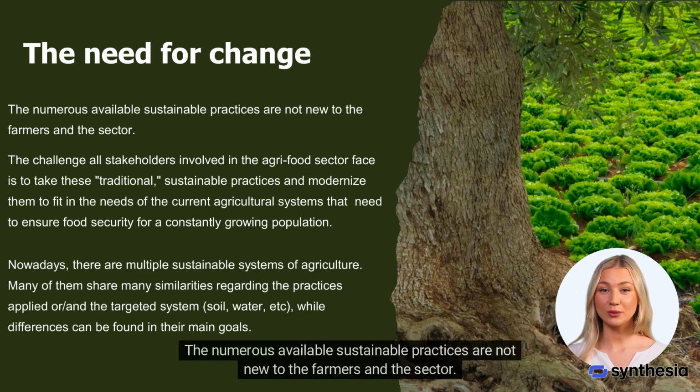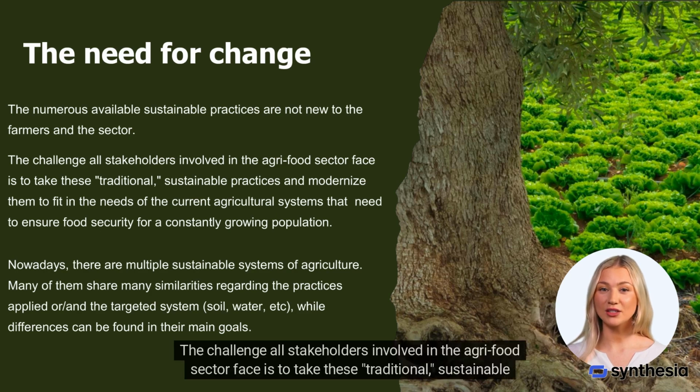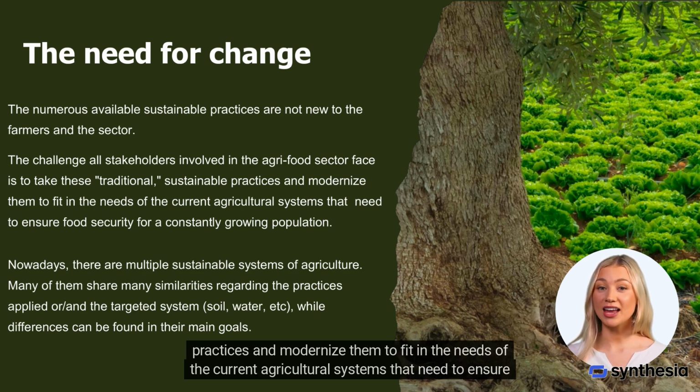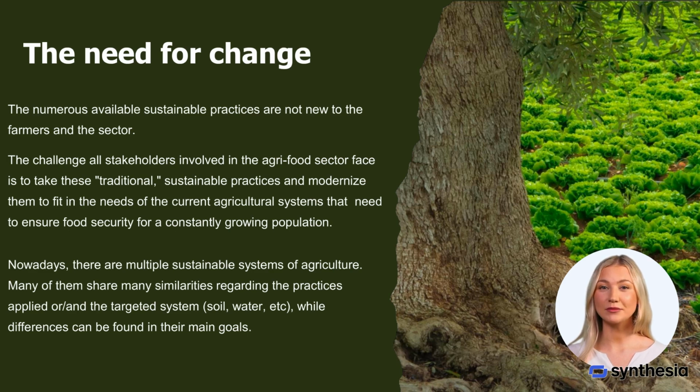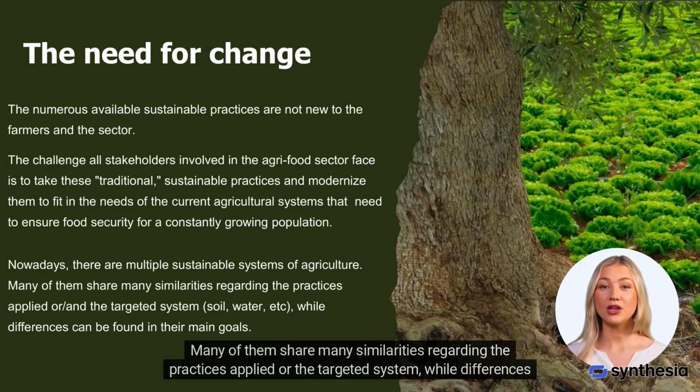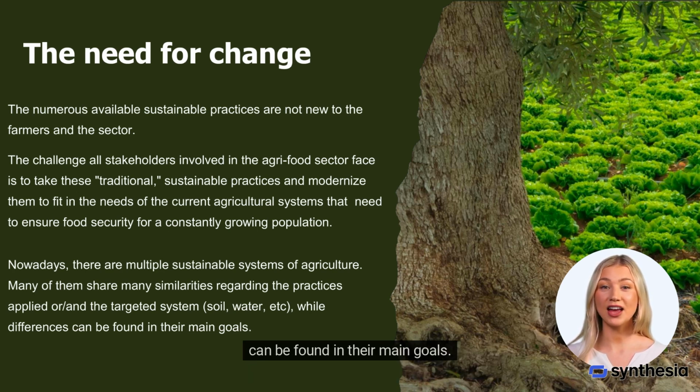The numerous available sustainable practices are not new to the farmers and the sector. The challenge all stakeholders involved in the agri-food sector face is to take these traditional sustainable practices and modernize them to fit the needs of the current agricultural systems that need to ensure food security for a constantly growing population. Nowadays, there are multiple sustainable systems of agriculture. Many of them share many similarities regarding the practices applied or the targeted system, while differences can be found in their main goals.